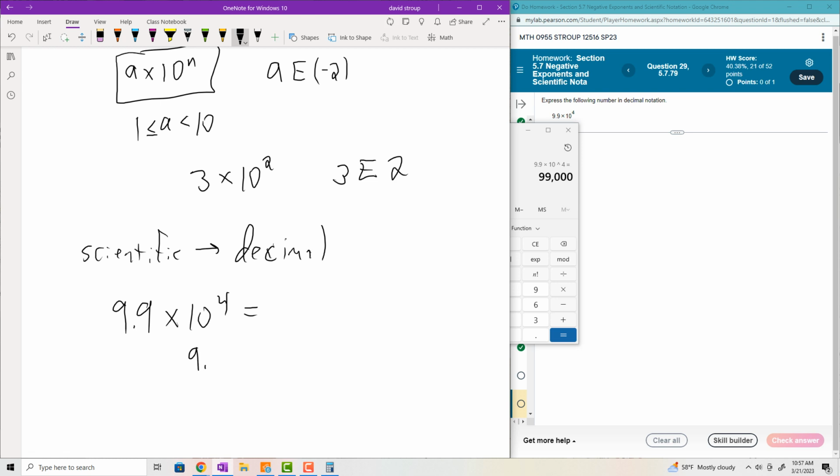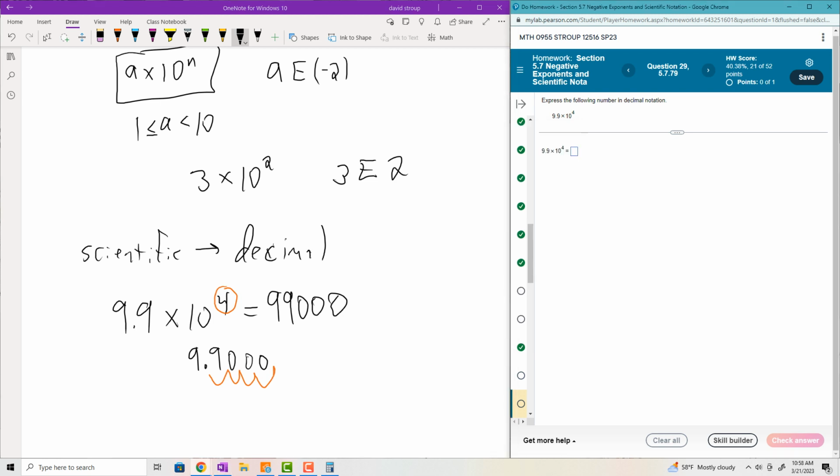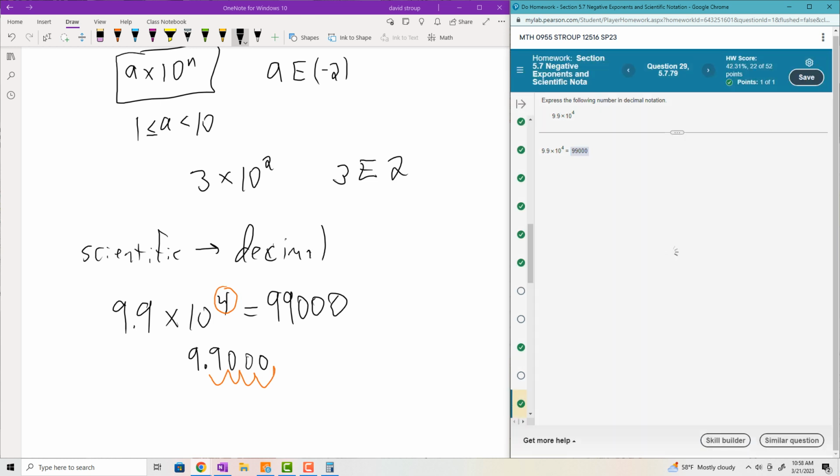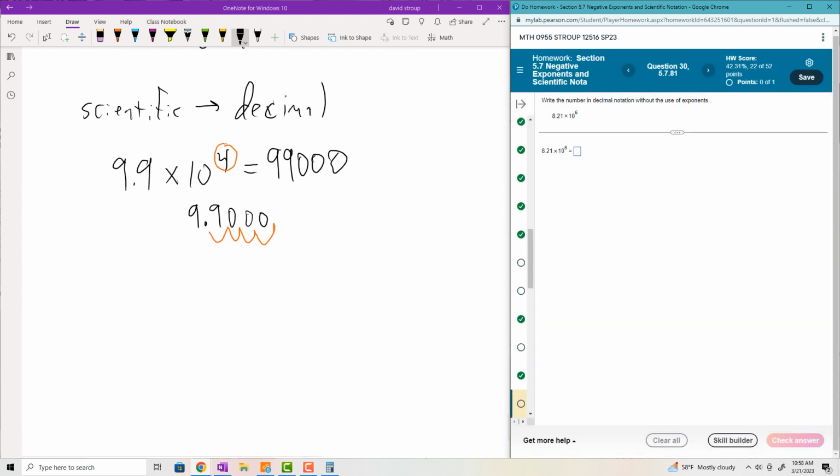To do it by hand, you're just going to move the decimal place 4 places to the right in this case. So you'd go 1, 2, 3, 4. You put some zeros in there, and so our answer is 99,000. But you could do it with a calculator. It's not a bad idea to check your answer. I guess I didn't check my answer. There you go.